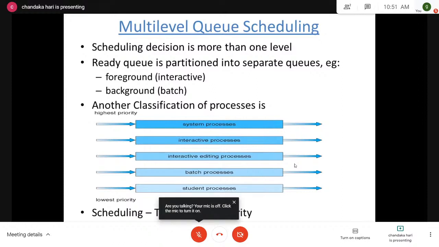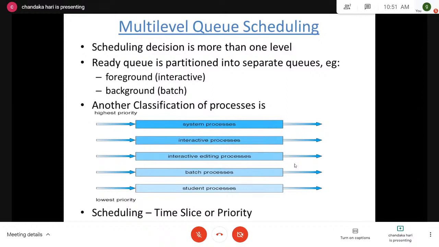For a student's better understanding, I'm going to divide this problem like this. Let us consider only the ready queue. According to the Unix operating system, the ready queue has been internally partitioned into two separate queues. What are these queues? Number one, foreground. Number two, background queue.